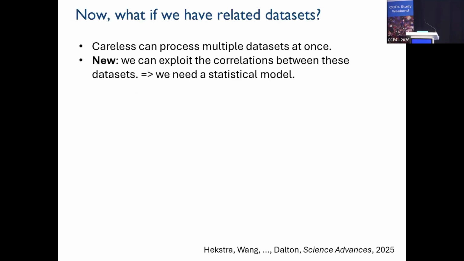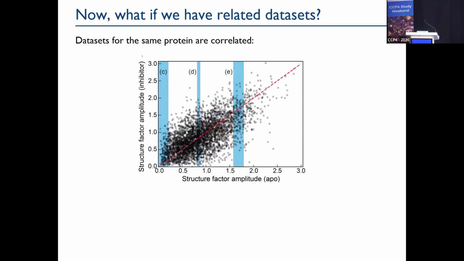All right, so what we want to do now is exploit the correlations between data sets. Basically, the idea is if you have many data sets, but there's slight variations on the same theme, you get a lot of pseudo redundancy that you can exploit during scaling. And you want to do that in a statistically optimal way. And for that, you need a statistical model of how related data sets are distributed.